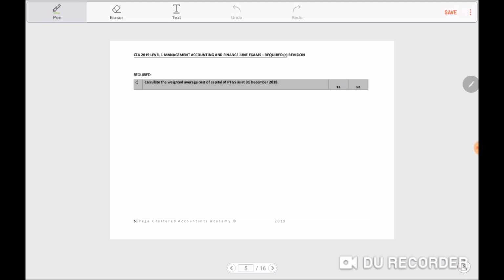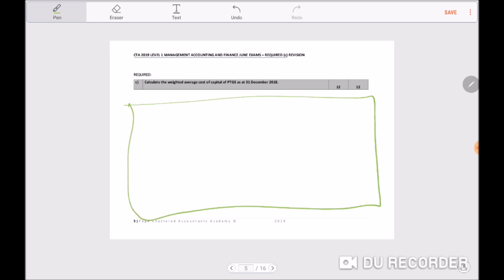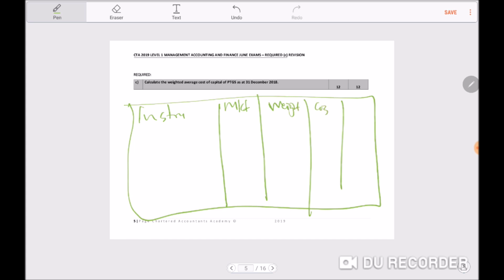If you're asked this question, without even going too deep, you just need to put a table before you do anything. And what does your table have? You have your instruments, the market values, the weights, the cost, and then the WACC. Before you even think, if you're asked to calculate WACC, make sure you have this table first.